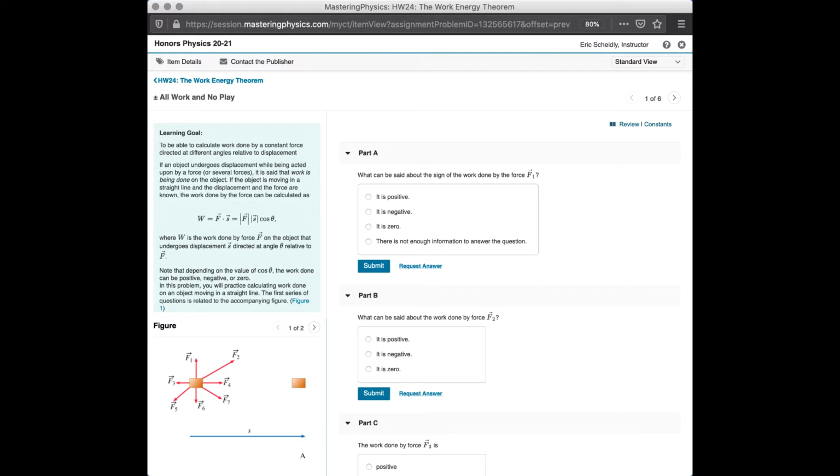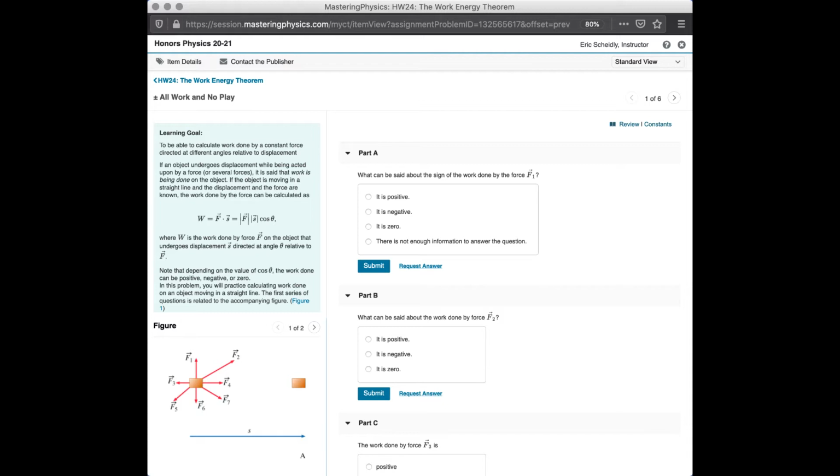Forces and their components that are perpendicular to the displacement do no work, and that's a critical idea to have. Forces that are in the direction of the displacement do positive work. Forces that are opposite the direction of the displacement do negative work. So with those simple ideas in mind, I should be able to power through this whole homework assignment very quickly.